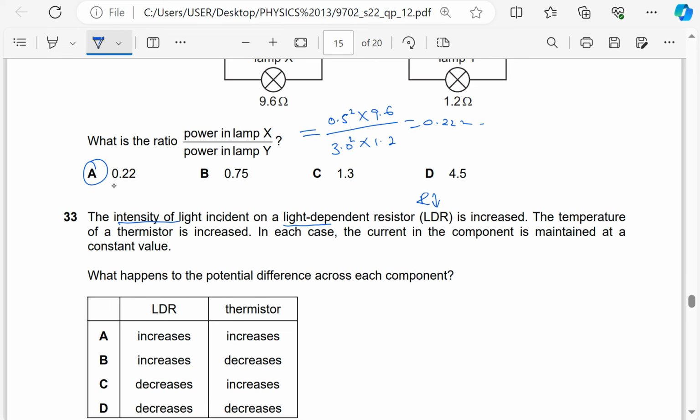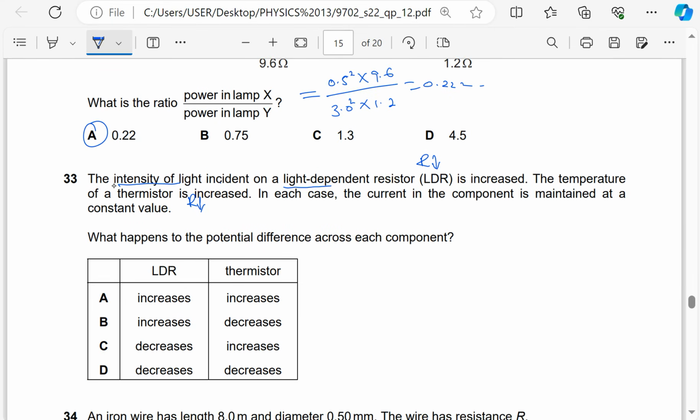The temperature of the thermistor is increased, which means the resistance of the thermistor also decreases. In each case, the current in the component is maintained at a constant value, so the current is the same. What happens to the potential difference across each component? So V is equal to I times R. For each component, the resistance has decreased, so it means the potential difference decreases, so the answer is D.